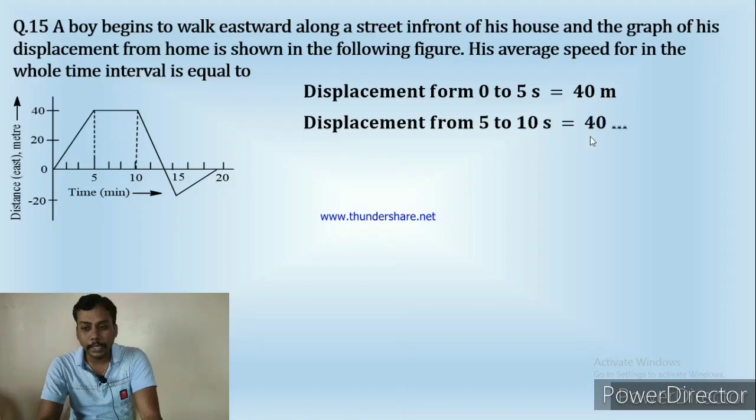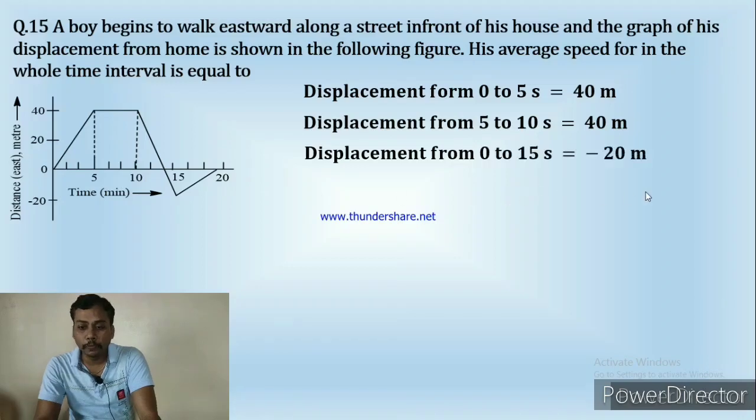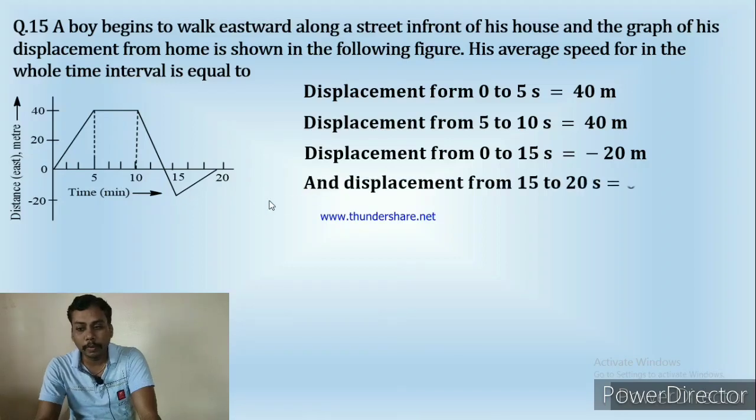Now next 5 to 10 minute the boy covers the distance. The boy is at 40 meter because it is parallel to the axis, means at same distance that boy is. So here once again not second, that is the minute. Okay, now 10 to 15, that is minus 20. Here that minus 20 is here. 0 to 15 minute minus 20 is the displacement, and displacement from 15 to 20, that is 0 because it returns to original position. So initial and final it is 0.